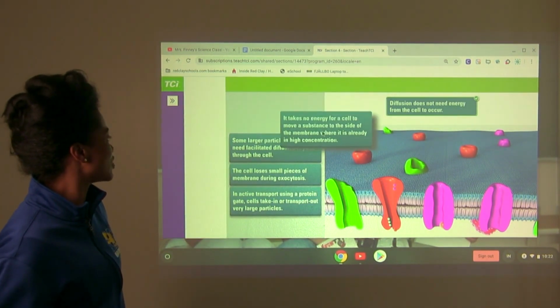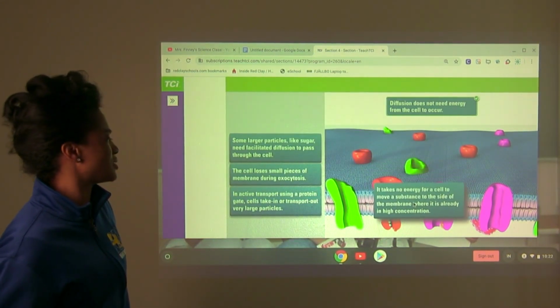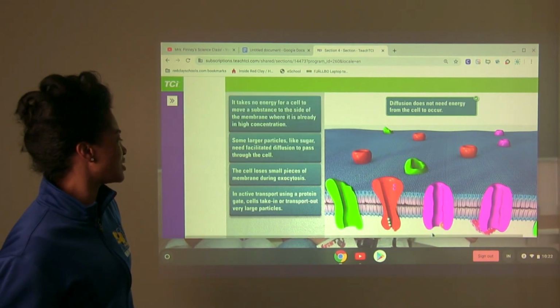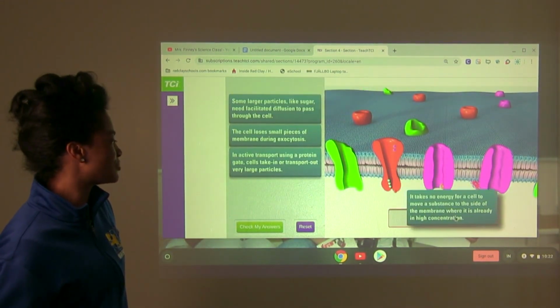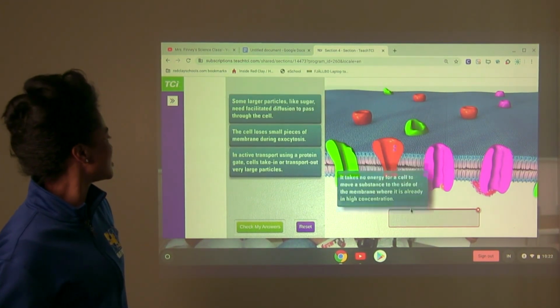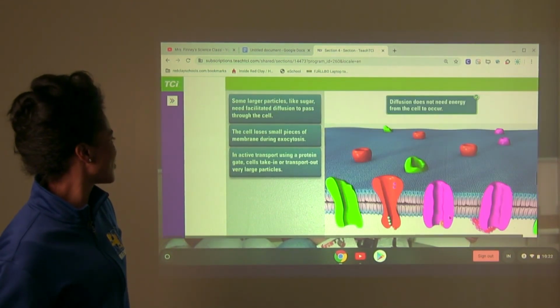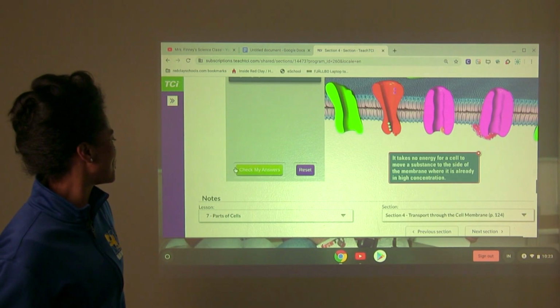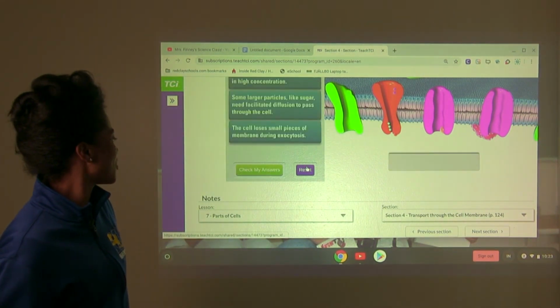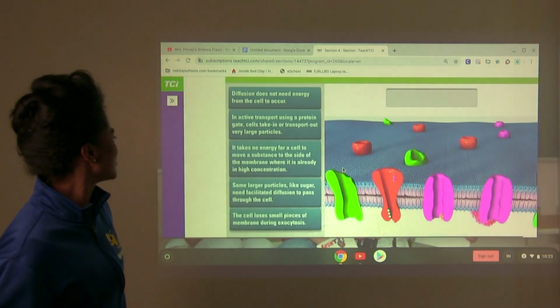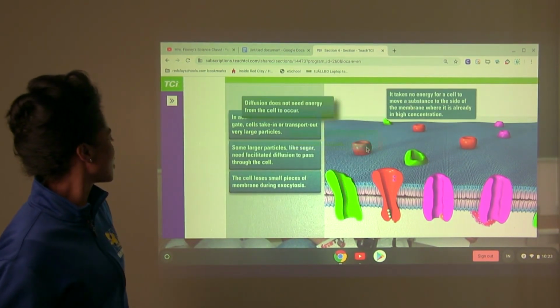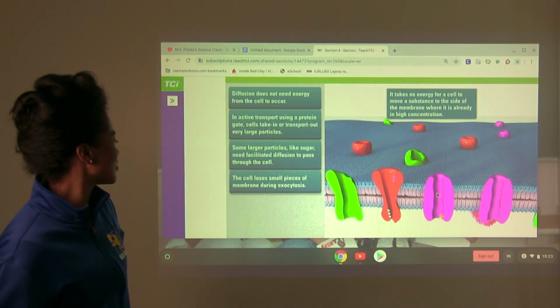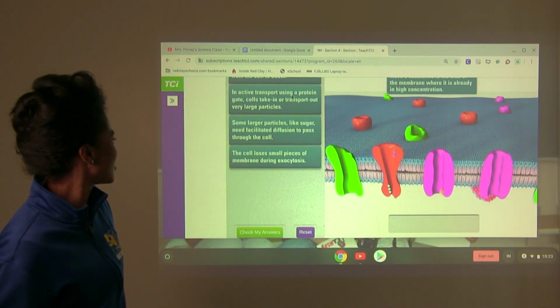Takes no energy for a cell to move a substance to the side of the membrane where it already has a high concentration. Let's see. I probably need to hit reset. Bring that in there. See if that one was one. I brought this one in. I have to slide this down a snag.